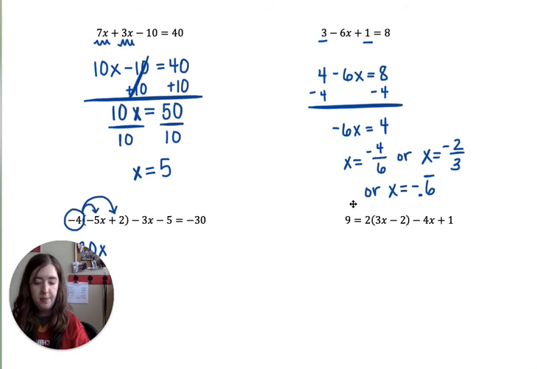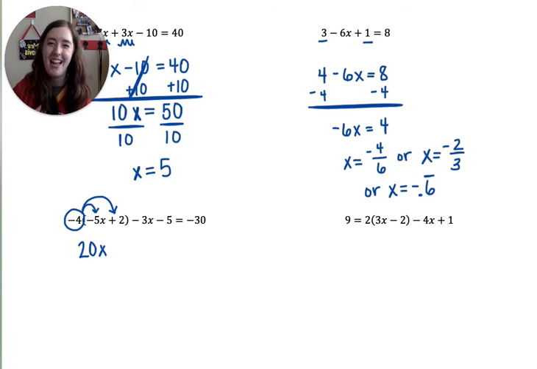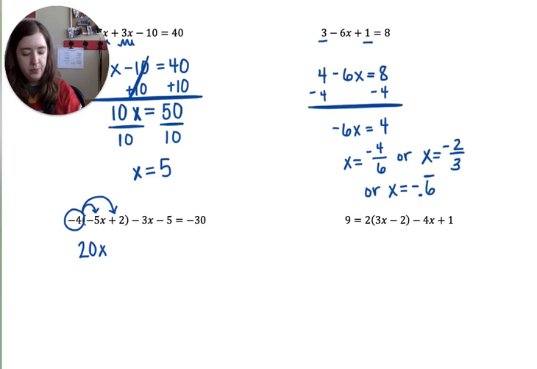Negative 4 times 2. Oopsies. Let me move my face out of the way so you can really see what I'm writing. There we go. That's better. Okay. So negative 4 times negative 5x is 20x. Negative 4 times 2 is negative 8. And then I still had minus 3x minus 5 equals negative 30 from my problem.